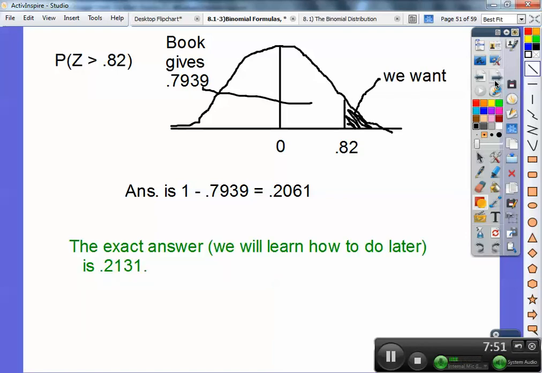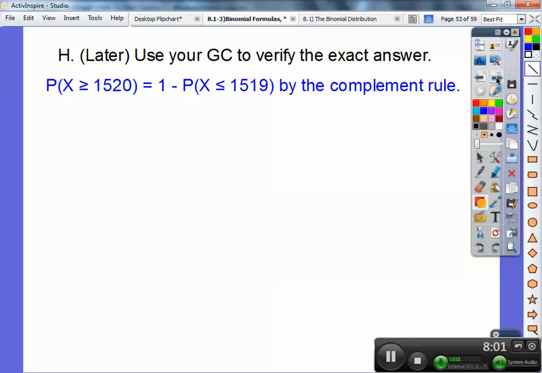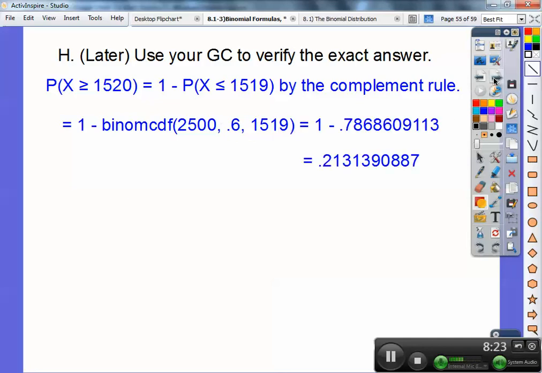The exact answer, which we'll learn later how to do, is 0.2131. Speaking of later, here's later. Use your graphing calculator to verify this exact answer. We're going to use the complement rule, you guys. If it's greater than or equal to 1520, then by the complement rule, it's 1 minus the probability that it's less than or equal to 1519. We can calculate that in our calculator by doing the binomial cumulative distribution: 2,500, there's the probability, there's 1519, and that gives me the decimal right there. Boom, there's the final answer, and that's what we got.